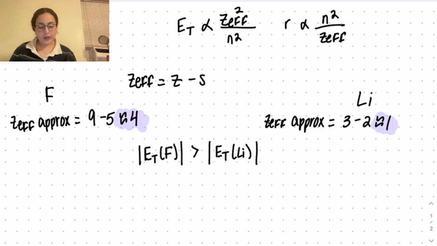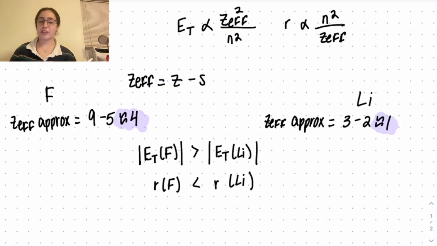And now we're going to look at the radius. The radius and Z effective have an inverse relationship. So the bigger the Z effective, the smaller the radius. And we can see that fluorine again has a bigger Z effective approximate than lithium. So the radius of fluorine is less than the radius of lithium.